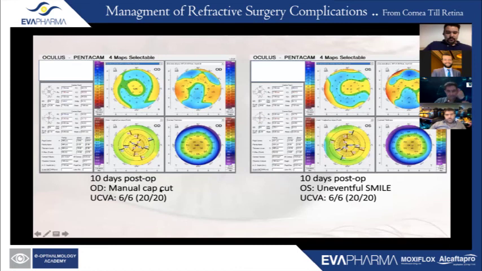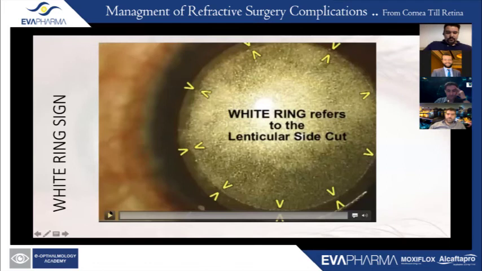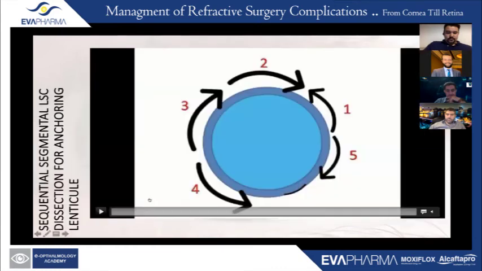So this is the 10th post-op day of the same patient that we just saw. Manual cap cut, uncorrected visual acuity was 6/6, and the other eye, which underwent an uneventful SMILE, also got 6/6. So both the eyes did pretty well, as you can see here. Now, one sign that I'd like to introduce you to is the white ring sign. And I think I'll probably just stop with this one because I'm probably over time.